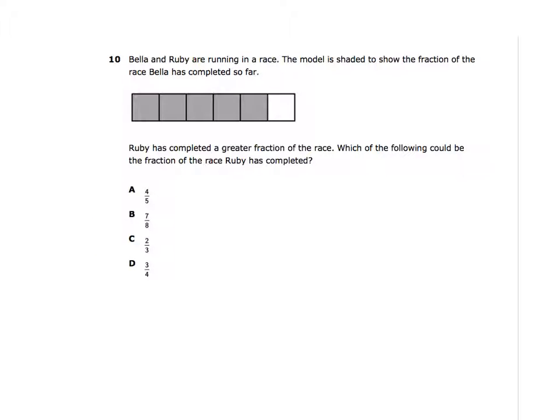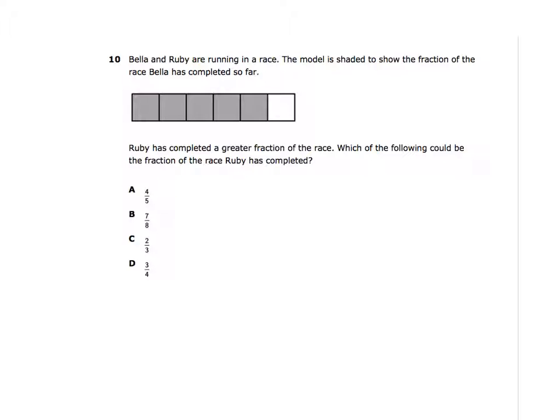Number 10. Bella and Ruby are running a race. The model is shaded to show the fraction of the race Bella has completed so far. Ruby has completed a greater fraction of the race. Which of the following could be the fraction of the race Ruby has completed?